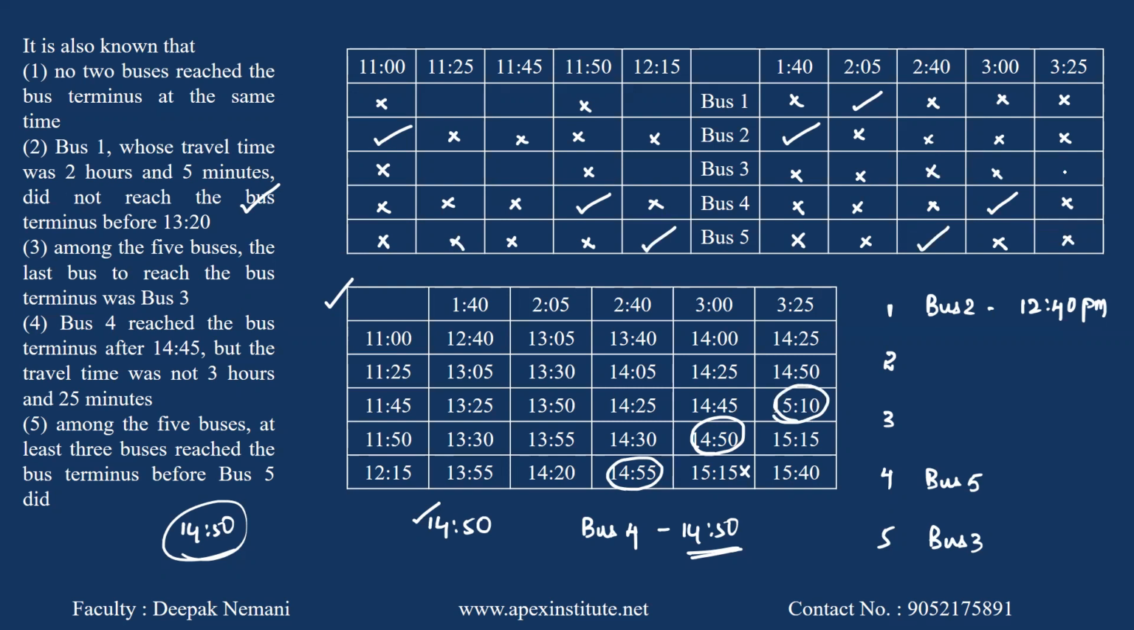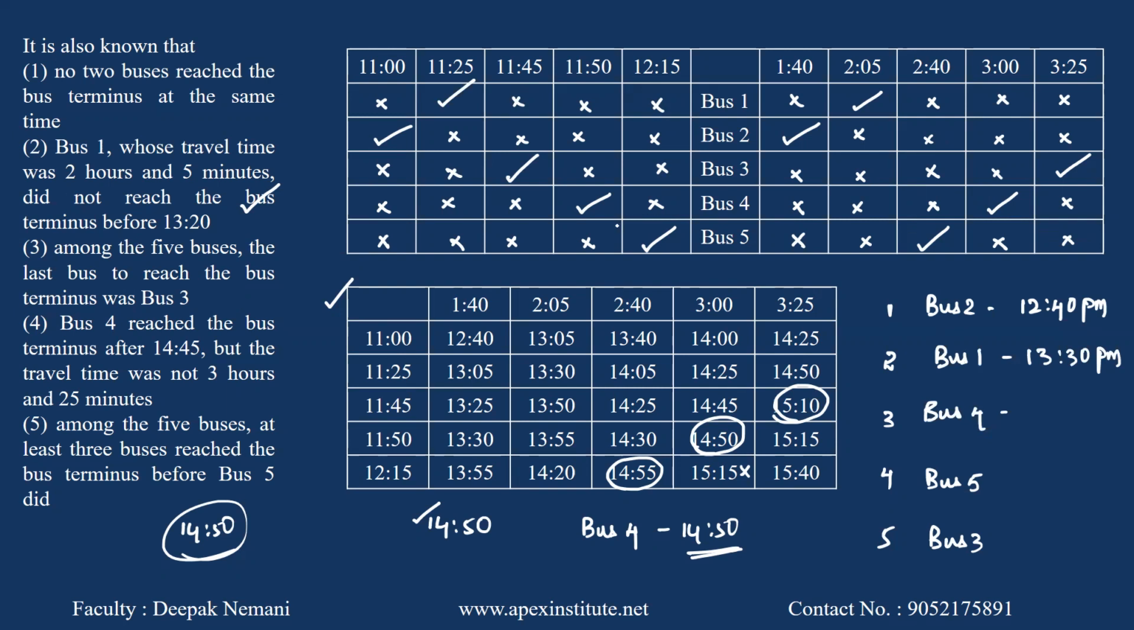Now bus 3's travel time was 3 hours 25 minutes, and the starting time was 11:45. So you have bus 1 starting at 11:25 and the travel time was 2 hours 5 minutes. So 11:25 and 2 hours 5 minutes. So you have bus 1 reaching at 13:30 p.m.